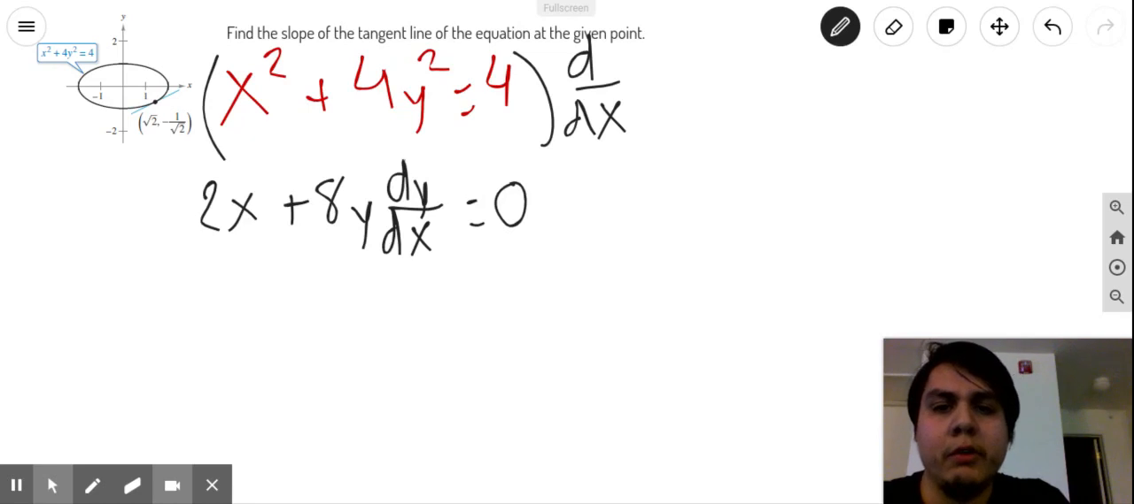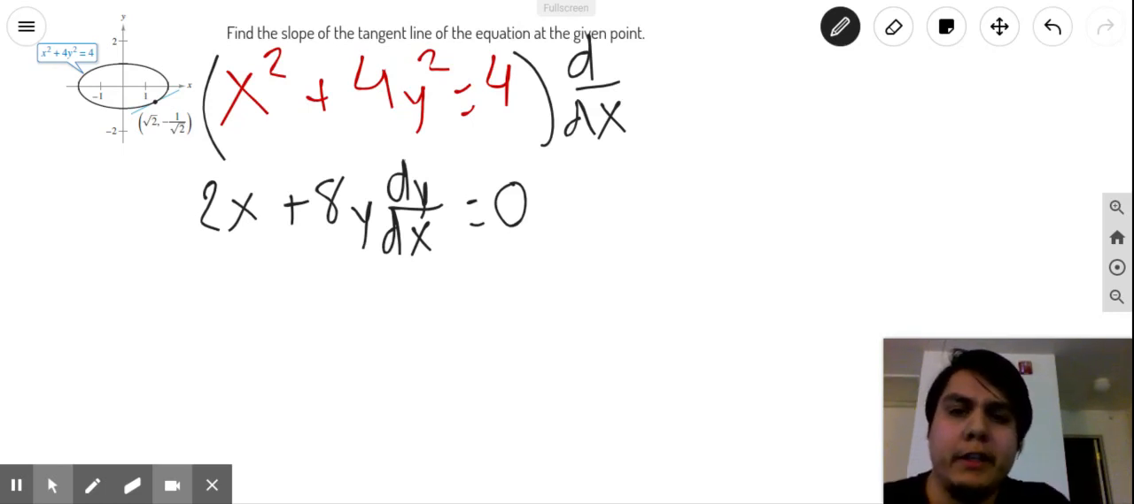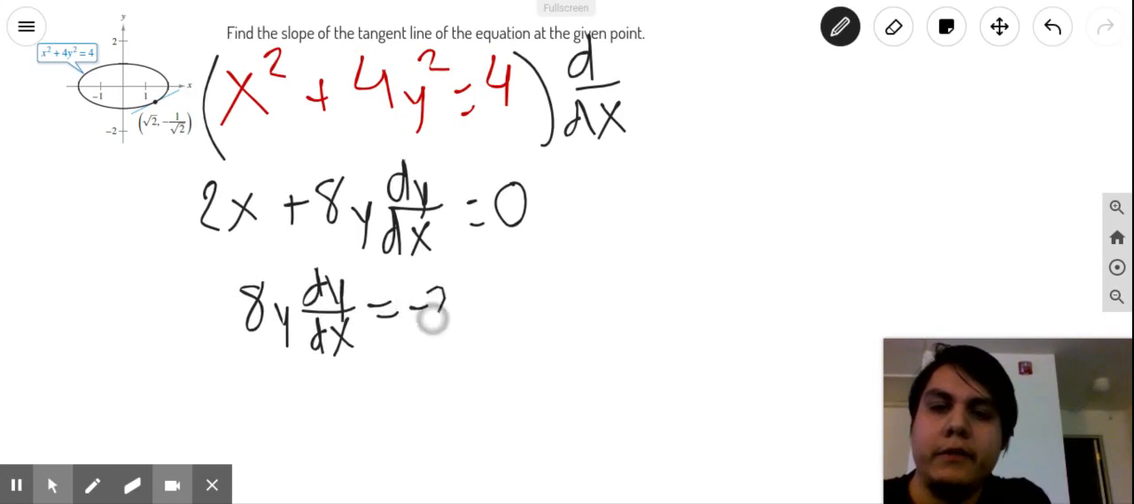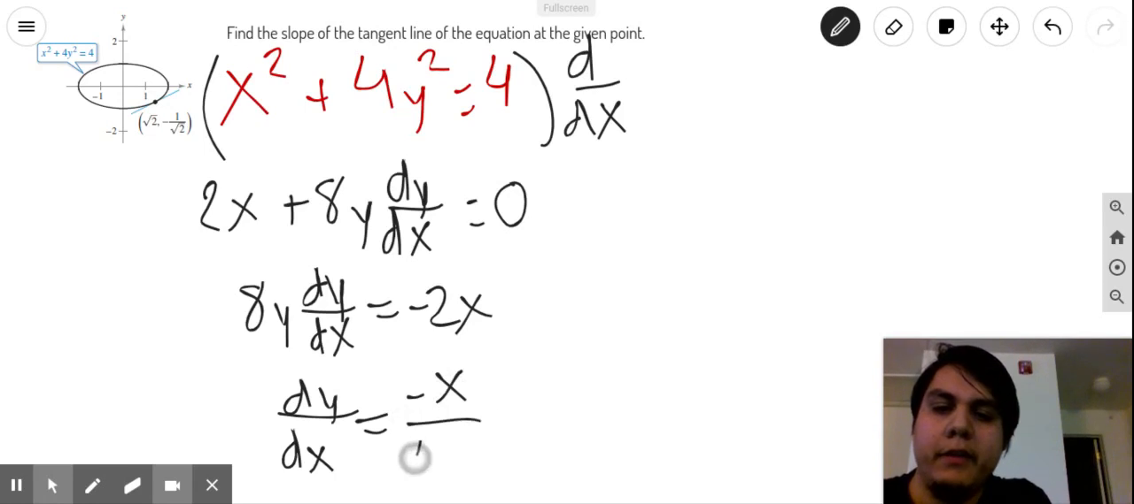All right. So now from here, our goal is to get the dy/dx by itself. So just add, subtract, multiply, divide, whatever you've got to do to isolate the dy/dx. So we're going to get 8y dy/dx is equal to negative 2x, which means that the dy/dx would have to equal negative x divided by 4y.